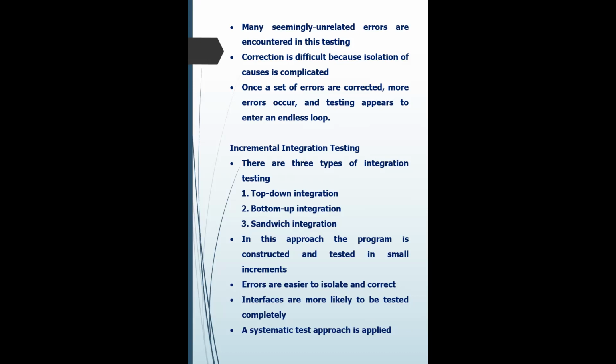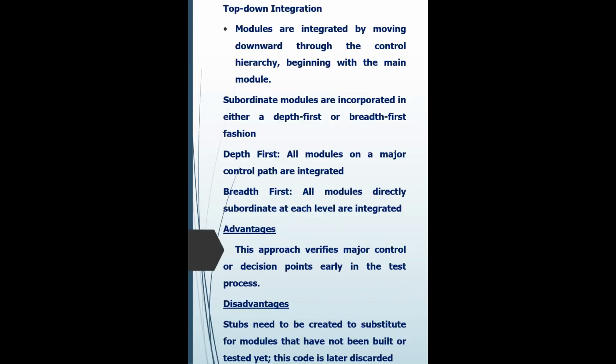Then, incremental integration testing. In incremental integration testing, there are three types: first, top-down integration; second, bottom-up integration; and third, sandwich integration. In this approach, the program is constructed and tested in small increments. Errors are easier to isolate and correct. Interfaces are more likely to be tested completely. A systematic testing approach is applied.